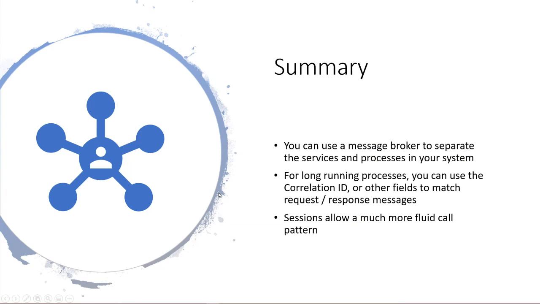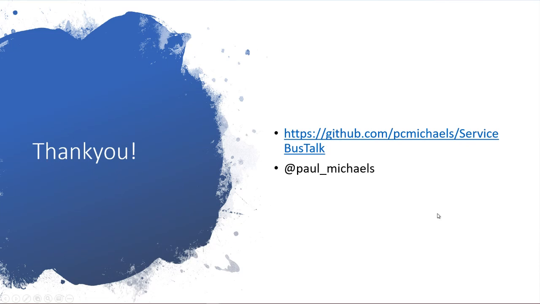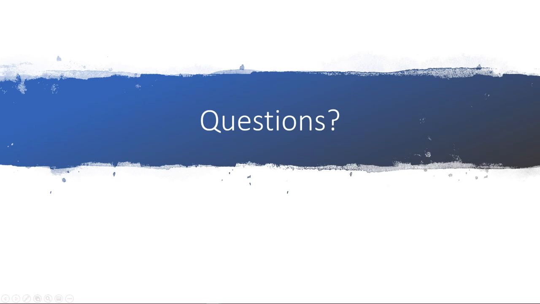And so in summary, you can use a message broker to separate services and processes in your system. For long-running processes, you can use correlation ID, or you can use the request response. And I think sessions allow for a more fluid call pattern. Okay, so all of the code on this talk is at that location, my GitHub repo. I'm on Twitter if you've got any questions that we didn't have time for.